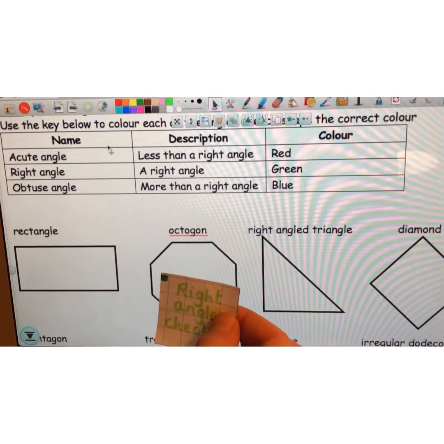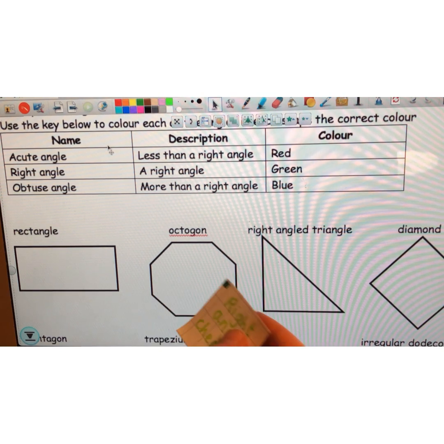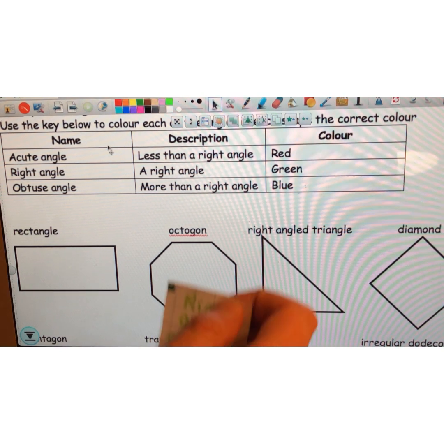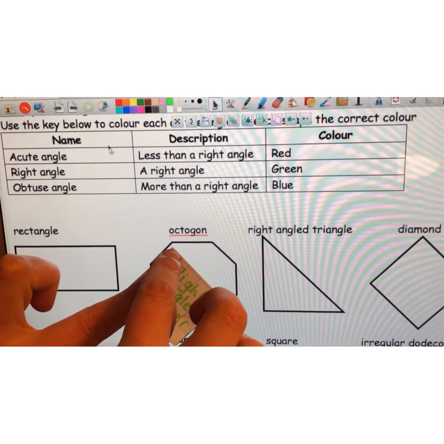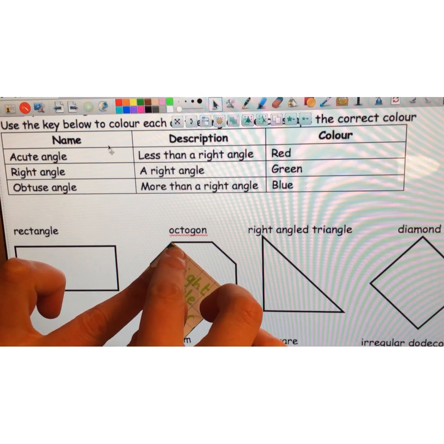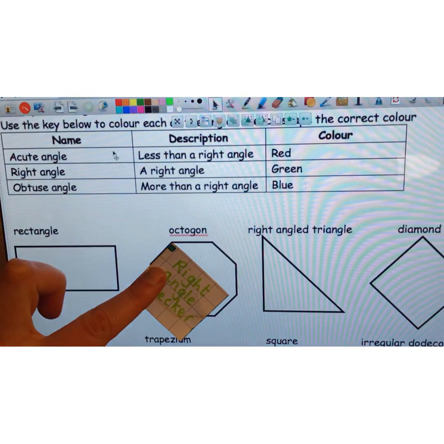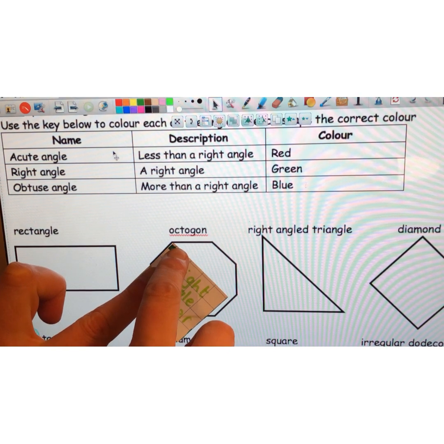So what you might want to do for this is, if you are on a computer screen, you'll find it a bit more tricky. But if you've got it on paper, turn the paper as you go so that you can deal with each angle in turn. So I'm going to go for this corner now. I'm going to line it up along this edge. So I've chosen one edge. I've got the corner of my right angle checker just there.